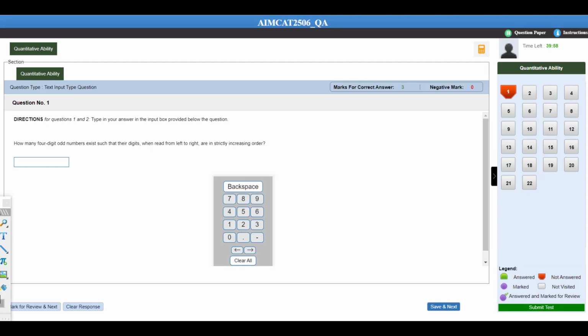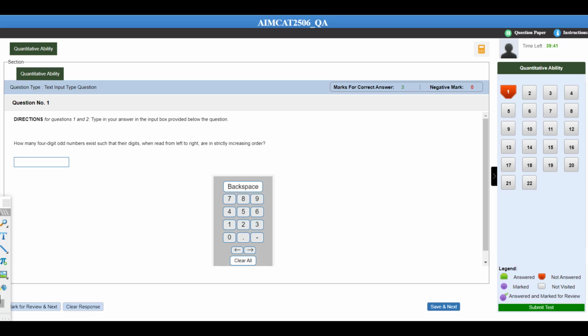Okay. So let me see how I can zoom this screen. Is there any feature or not? Let me check that. No, let it be. Let's solve.